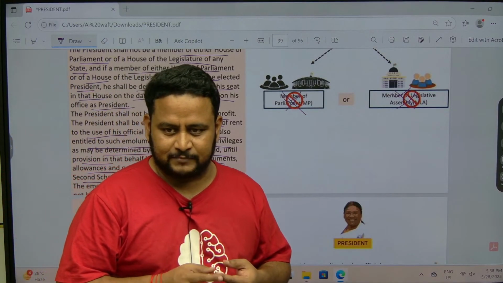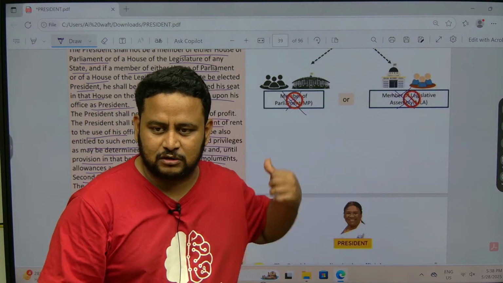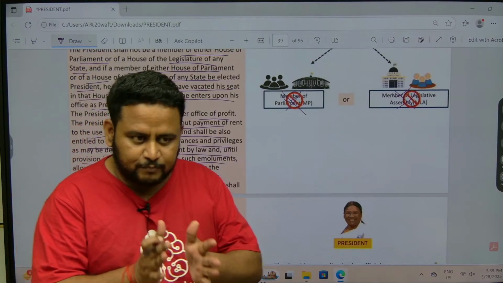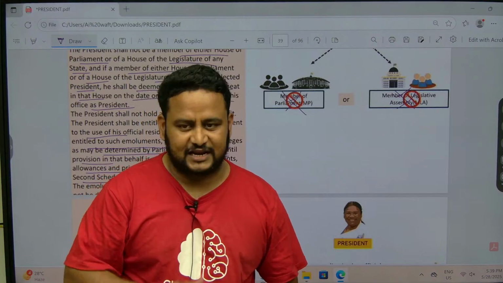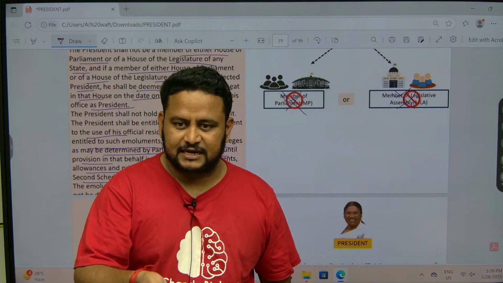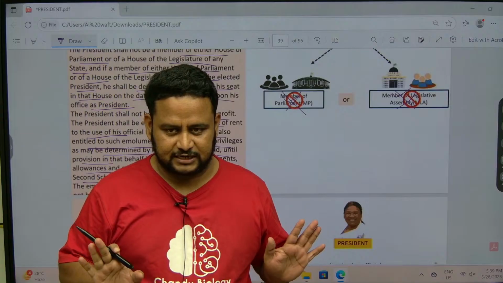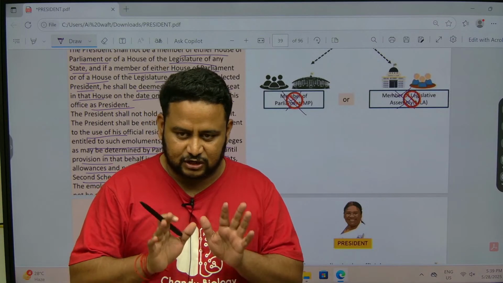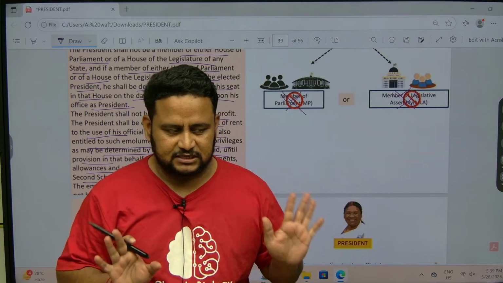Emoluments in the second schedule include even the president's emoluments. And how much the emolument is, is decided by the Parliament. Suppose as of now, we can think it is 5 lakhs. That cannot be reduced. Parliament can again make law, but it can only increase. You cannot make laws which are a disadvantage to the president. That is, you cannot reduce the salary or emoluments of the president. Got it? That is the meaning of this.